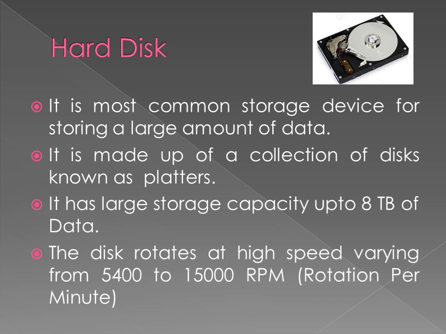our first and most essential storage device is hard disk. It is one of the permanent storage. You can store data on hard disk for years and years. It is most common storage device for storing a large amount of data. It is made up of collection of disks known as platters. It has large storage capacity up to 8 TB of data. The disk rotates at high speed varying from 5400 to 15,000 rotations per minute.